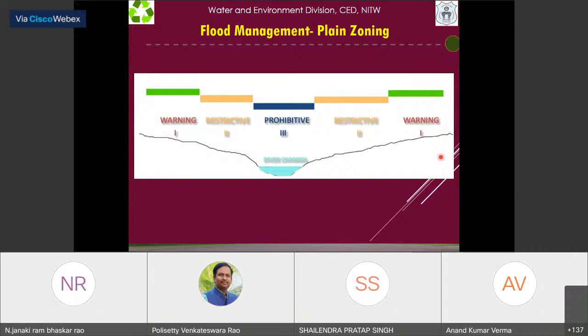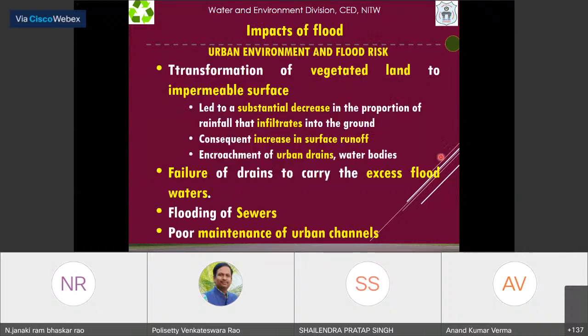Now, going further, if you look at the urban environment, I focused more on the urban environment because these urban environments are likely to be impacted very frequently. Even a very small rainfall gets them flooded.